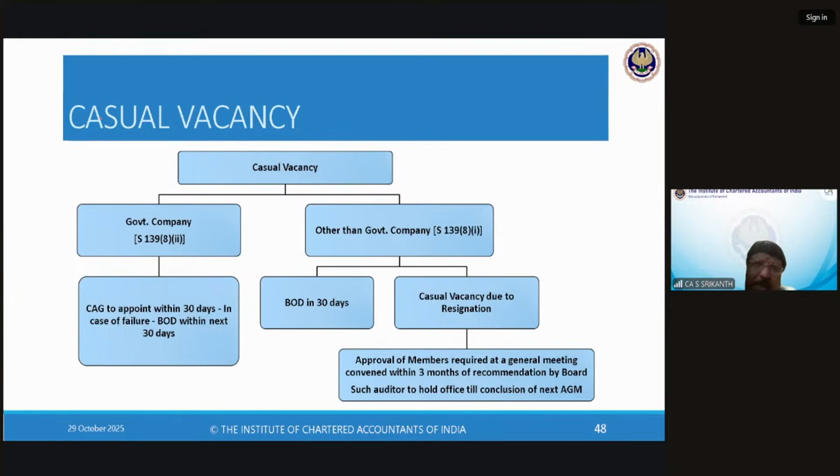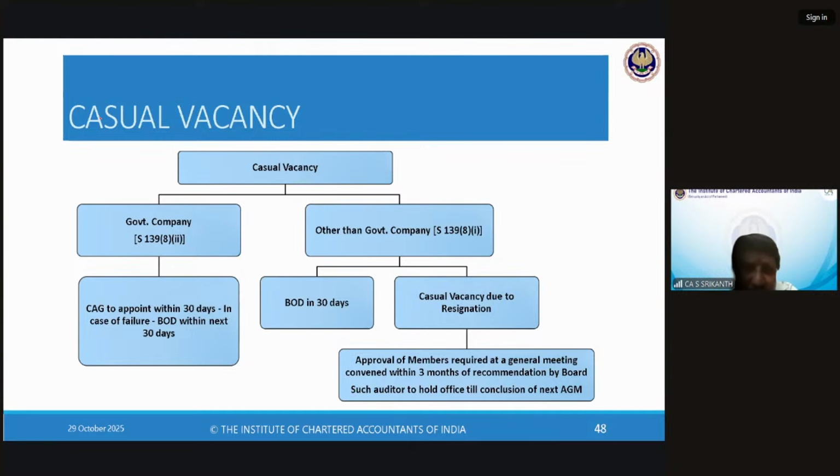What is the word casual? Maybe if you're working somewhere, you might have heard of the term casual leave. There are other leaves wherein there is a designated thing, like sick leave, whatever. Whereas here, there are many reasons, miscellaneous reasons. Any one of it is a casual reason, casual vacancy.